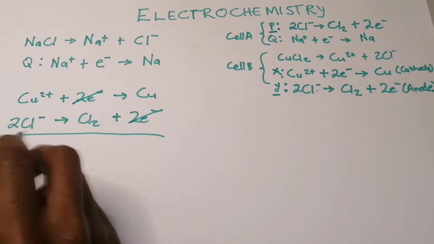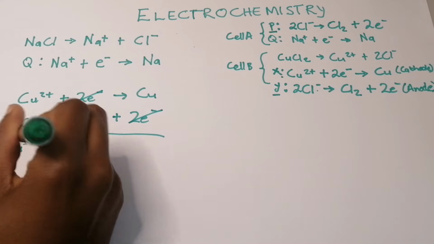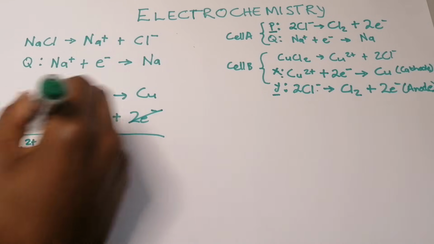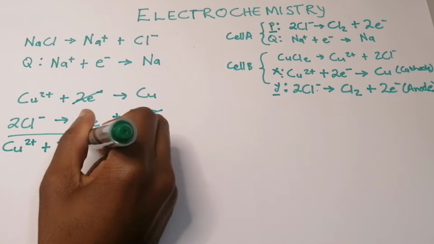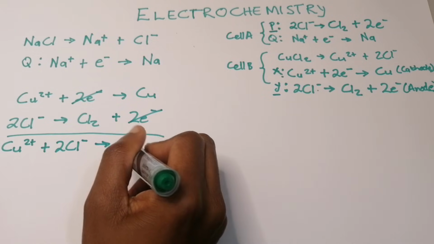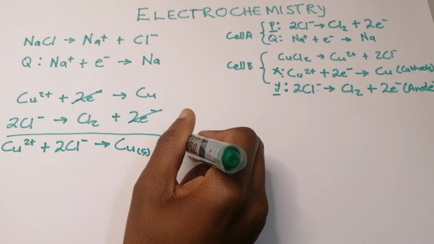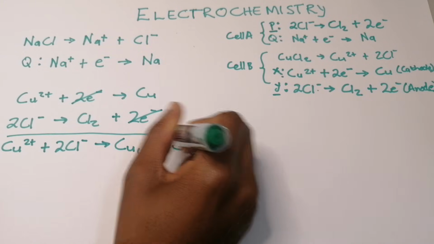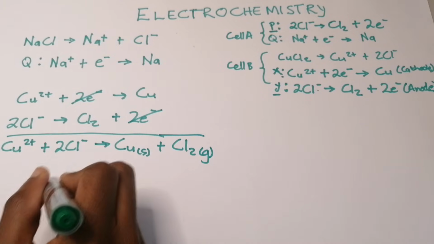Okay, so those are equal, so I can cancel them out, and then take everything that's on the left hand side: copper 2+ of each equation plus 2Cl minus. And what would that give me? It would give me copper, the solid, and also chlorine, the gas. So this would be my net cell reaction.